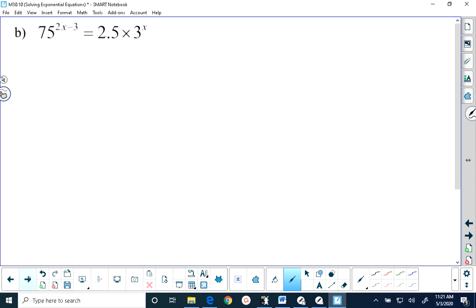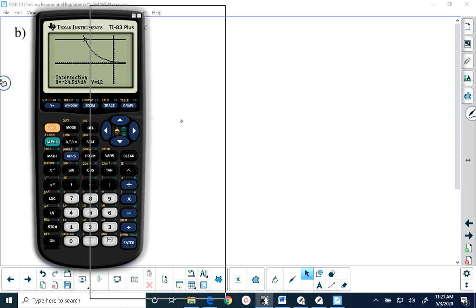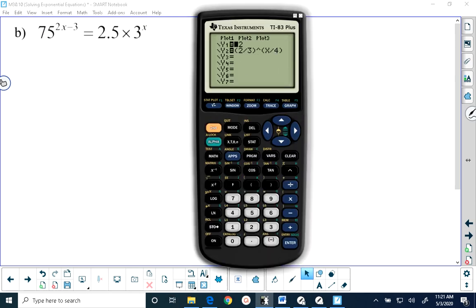And 2b, solve this one graphically. So I'm going to put in 75 raised to the bracket 2x minus 3. I know right now that this is an increasing exponential function because the base is 75, but it's going to increase very, very rapidly. A factor of change of 75 is going to increase things dramatically. I'm going to show this to you by going to my table setup, starting at 0 and going up automatically by 1, and then looking at my table.